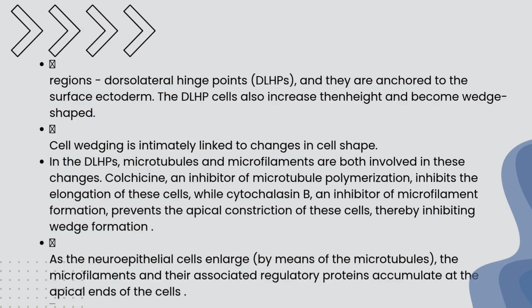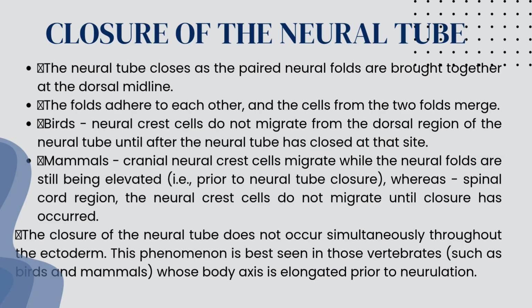As the neuroepithelial cells enlarge, the microfilaments and their associated regulatory proteins accumulate at that point. This construction of the microfilaments changes the shape of the particular area. After the neural groove formation, the closure of the neural tube occurs. The neural tube closes as the paired neural folds are brought together at the dorsal midline.